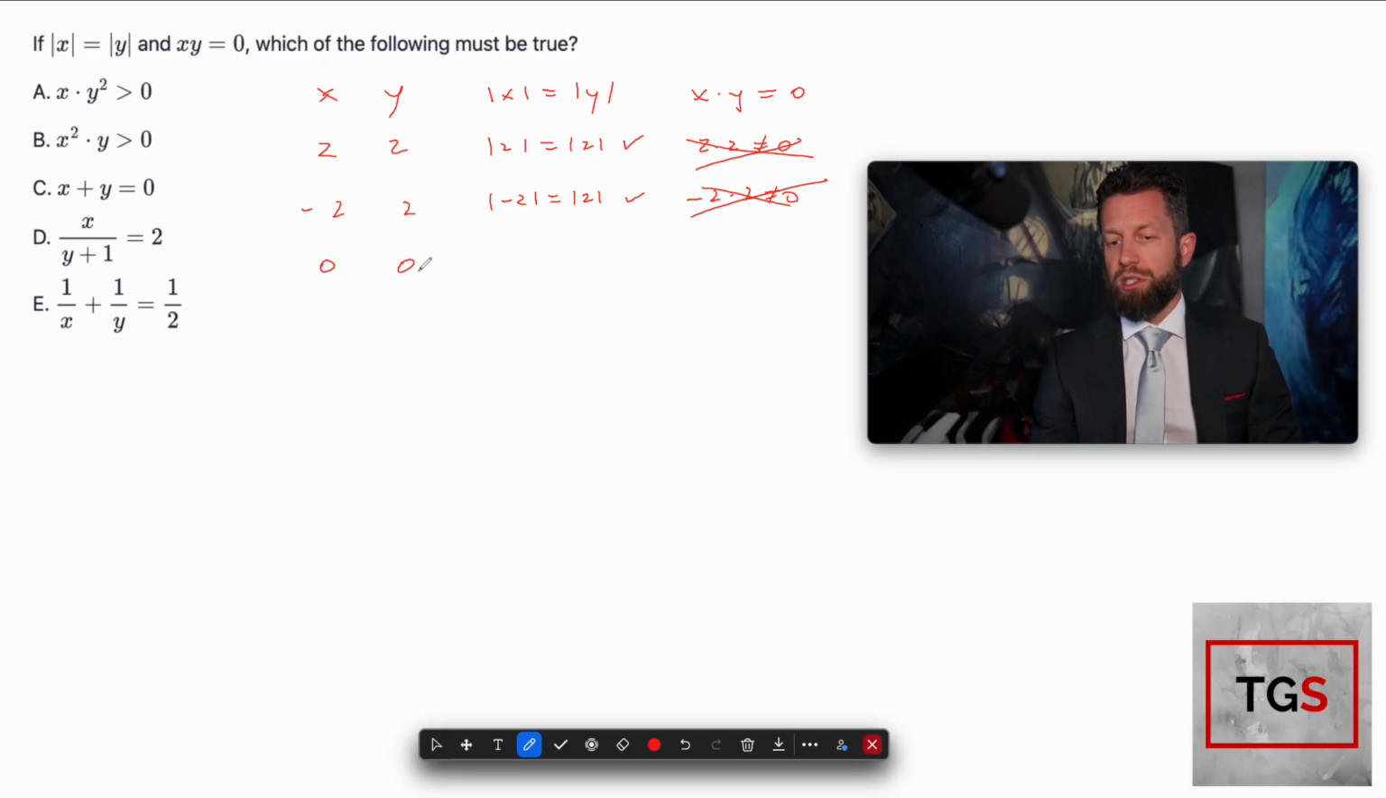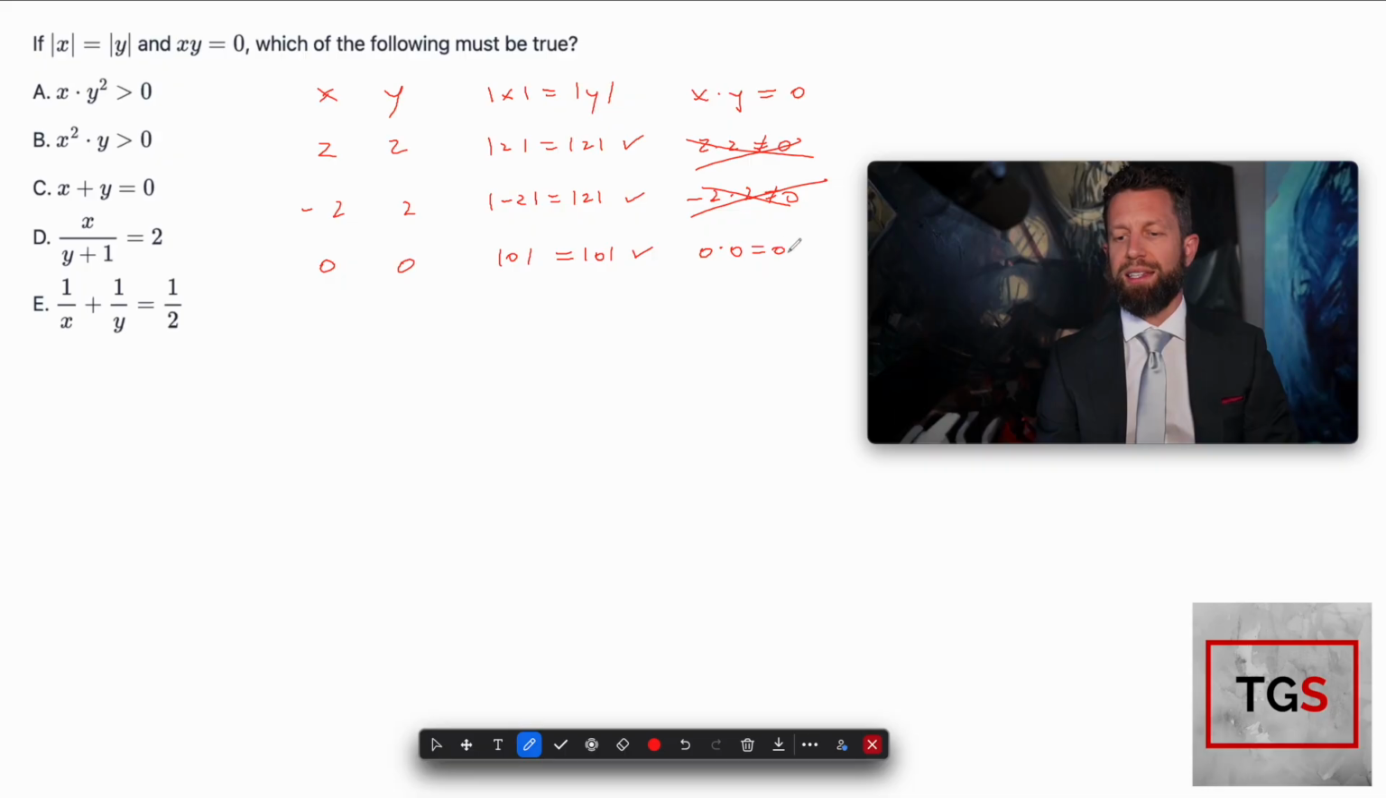And from here, let me start to experiment with some of the answer options, since I finally have a set of values that fits the constraints. If I plug in x equals 0 and y equals 0 for option A, I'm going to get 0 times 0 squared, which is, of course, 0. And that is not larger than 0. You might recall that option A is x times y squared is greater than 0. So if x and y are both 0, that's not going to work.